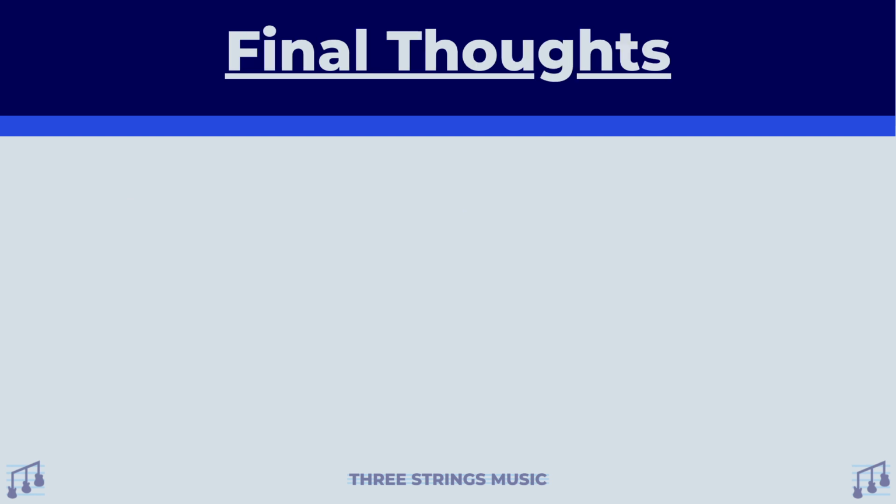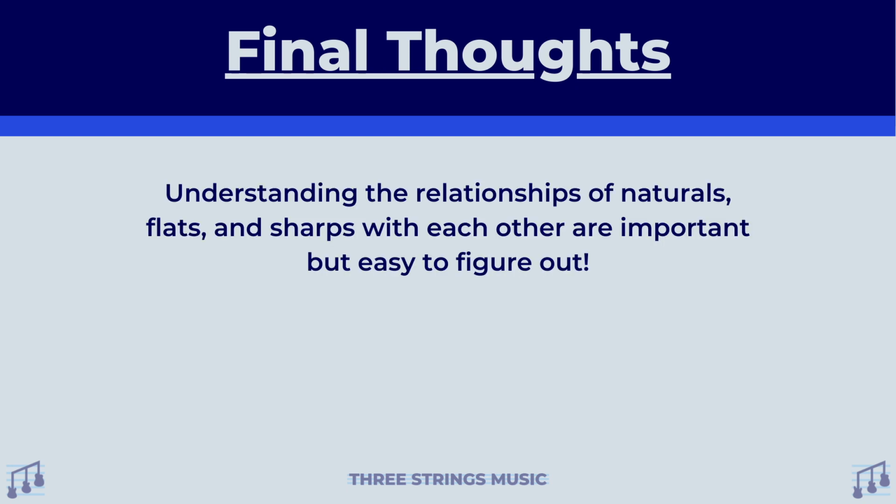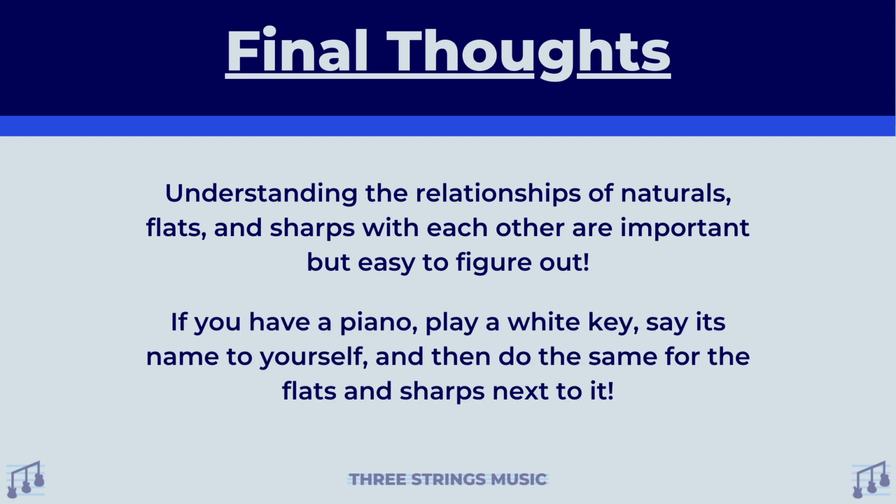So as we wrap up today, I want to give you some final thoughts and just things to keep in mind as you walk away. Just understanding the relationship of naturals, flats, and sharps with one another is very important, but it's nothing to fret over. It's actually pretty easy to figure out once you've been doing this for a bit. If you have a piano, play a white key, say its name to yourself, and then do the same for the sharps and flats next to it. It's actually a pretty cheeky way to quickly understand the relationships between one another, and as a nice little bonus, it helps you understand, oh, yeah, that B, C, and E and F thing makes a lot more sense.